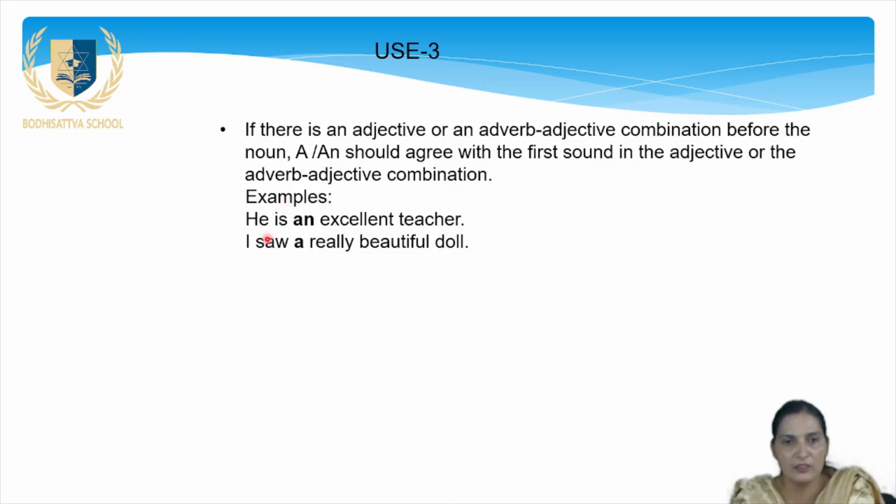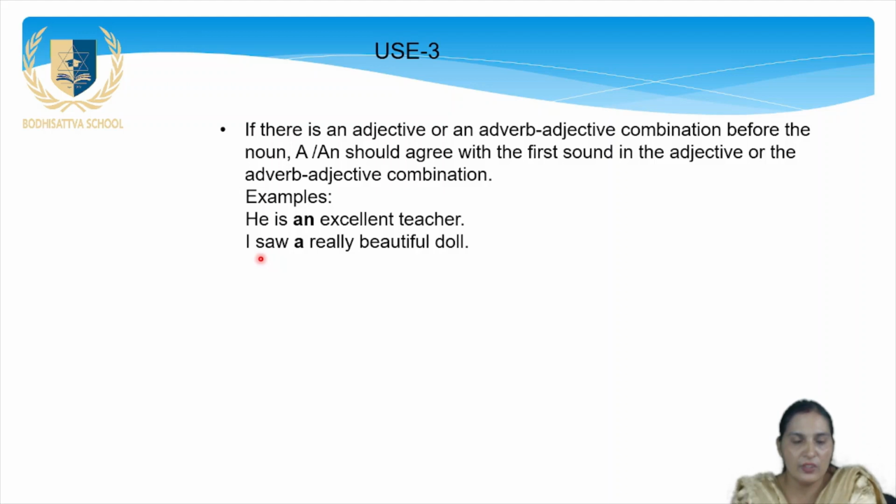Now you can look at some examples. He is an excellent teacher. In this sentence, the article "an" is used before the adjective "excellent." Excellent is an adjective, and before an adjective we can use the article "an." Here the sound of "excellent" starts with the first letter E, which means a vowel sound. So here the article "an" is used.